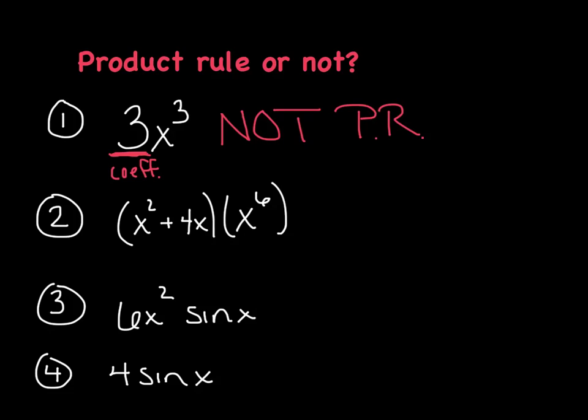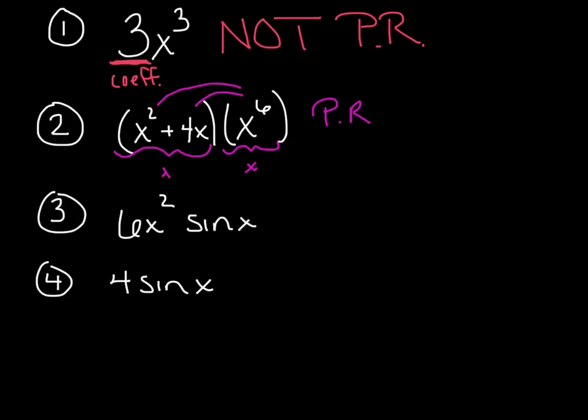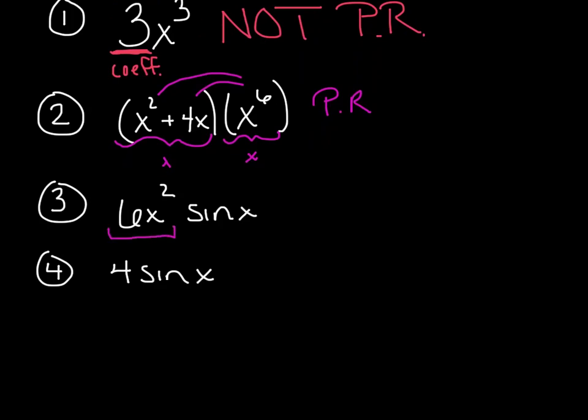Number 2, I have the quantity, again, notice how I'm reading it, the quantity x squared plus 4x times x to the 6th. Okay, I could use product rule here because this term is a function in terms of x, and this term is a function in terms of x. So I could use product rule. I could also avoid it by just distributing, and again, I would prefer that, but I could use it. Number 3, I have 6x squared times sine x. Okay, 6x squared is no longer a coefficient because it has a function in terms of x in it. Sine of x is a function in terms of x. I must use product rule here. Two functions in terms of x.